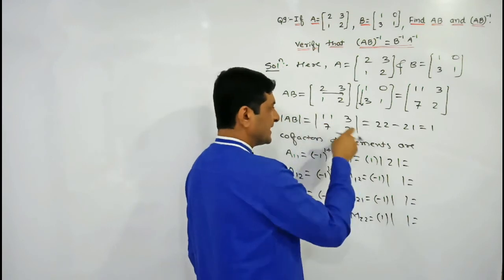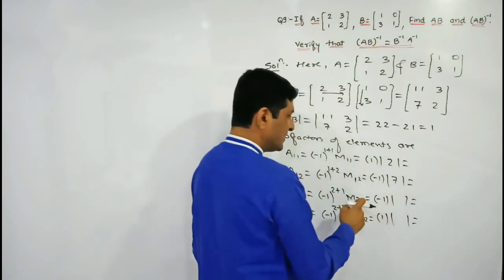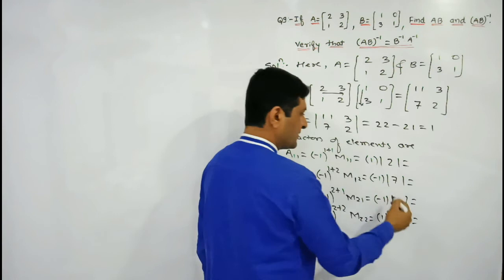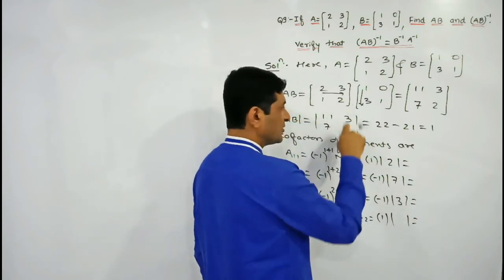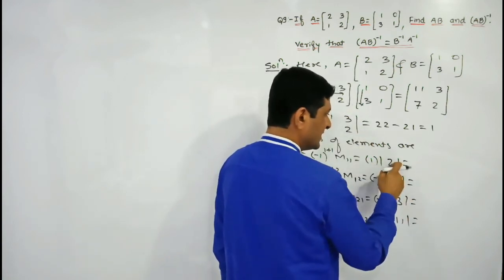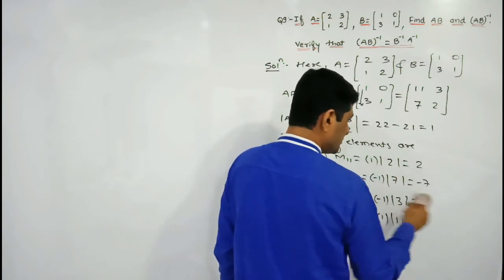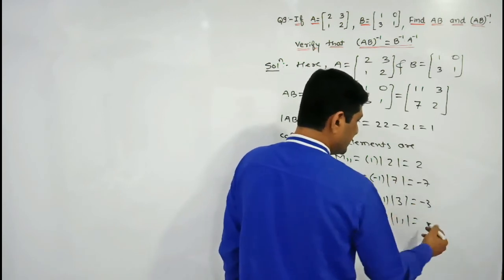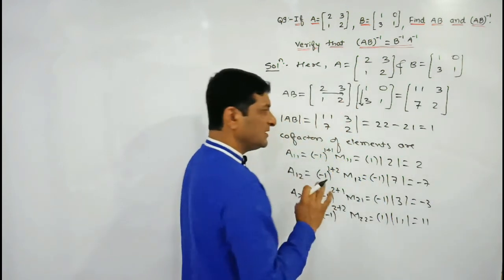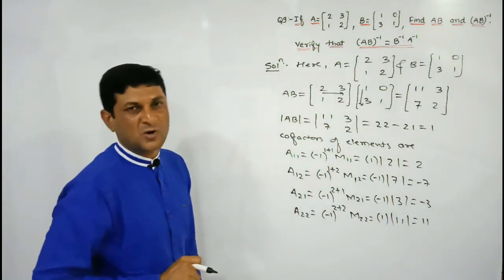First row, second column, what will we get? 7. Now delete second row, first column, what will we get? 3. Now delete second row, second column, what will we get? 11. 2 into 1 is 2, 7 into minus 1 is minus 7, 3 into minus 1 is minus 3, and 11 into 1 will be equal to 11. In this way, we have got the cofactor of all the elements.